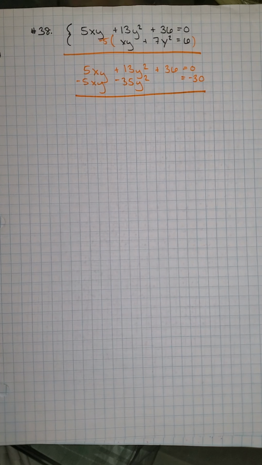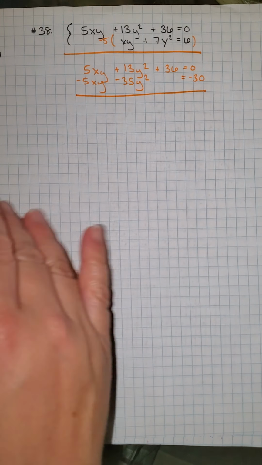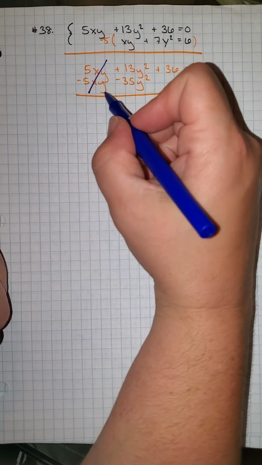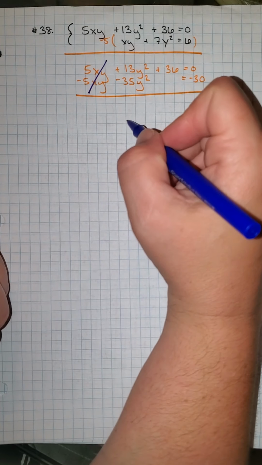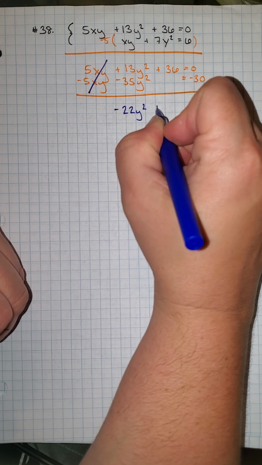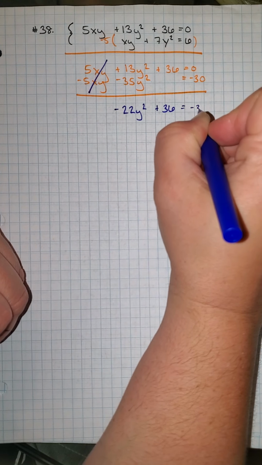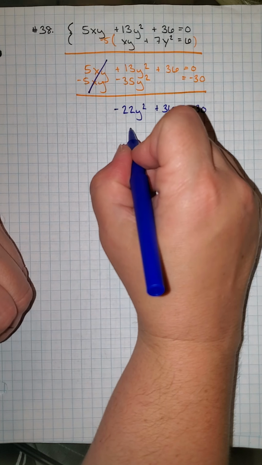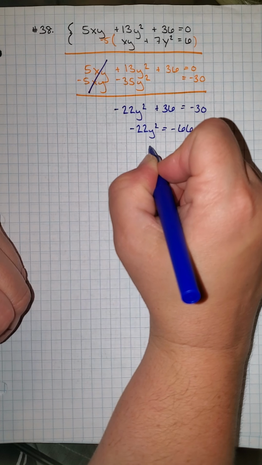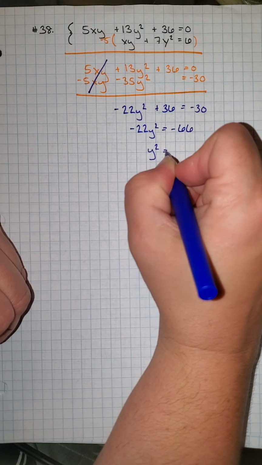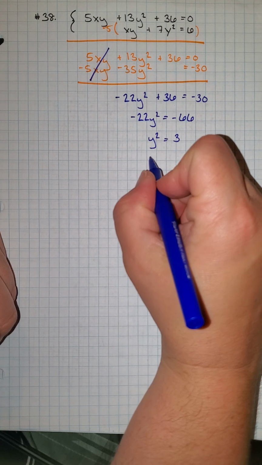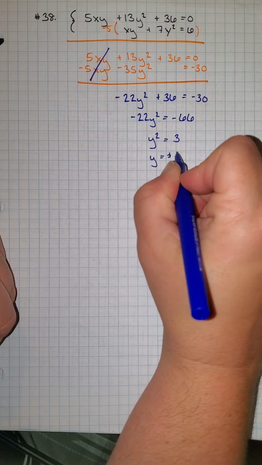But now we can add those two together. I'm going to just deal with that 30 in a minute. So that'll cancel out. Negative 35 plus 13 is negative 22y squared. Plus 36 equals negative 30. So solving this, I'm going to move that 36 over. So you have negative 66. Divide both sides by negative 22. And y squared equals 3. So then you just square root both sides. So y equals plus or minus the square root of 3.